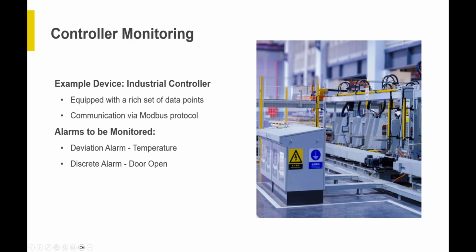Okay, so onto the demo. Here we're using an industrial controller that communicates over Modbus as our test device that will raise alarms for us to capture and handle. The monitored alarms include a deviation alarm for the temperature and a discrete alarm for the safety door becoming open. These examples show how various types of alarms can be identified and routed in real time.